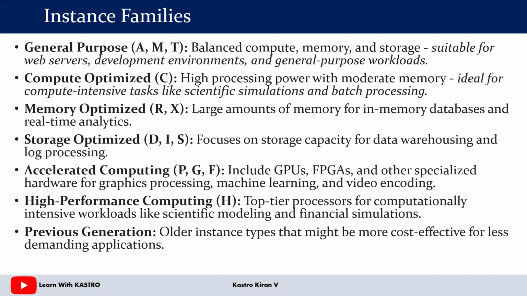So these are the 7 different families of instances that we have: general purpose, compute optimized, memory optimized, storage optimized, accelerated computing, high performance computing, and previous generation. Previous generation is something which we are not going to bother much about because they are outdated and older instance families. But one advantage of working with previous generation is that they're cost effective. Again, these are not used in real-time scenarios. The rest of the 6 that you are seeing on the screen are most commonly used based upon the requirement that the company or the project might have.